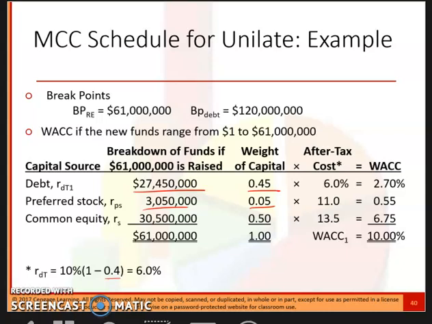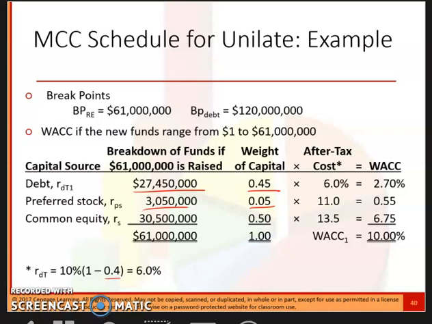So the after tax cost of debt is 6%. So 0.45 times 6% is 2.7. 0.05 times the investors' required rate of return on preferred stock of 11% is 0.55. 0.5 times the required cost of retained earnings of 13.5%, 0.5 times 13.5 is 6.75. We add those up and we get our weighted average cost of capital of 10%.